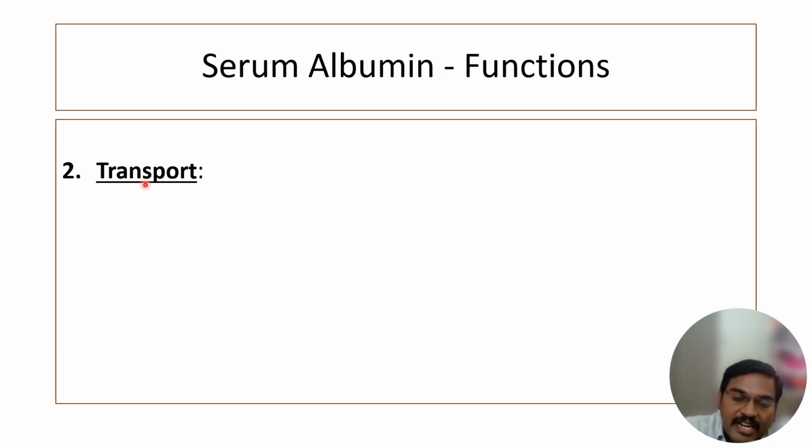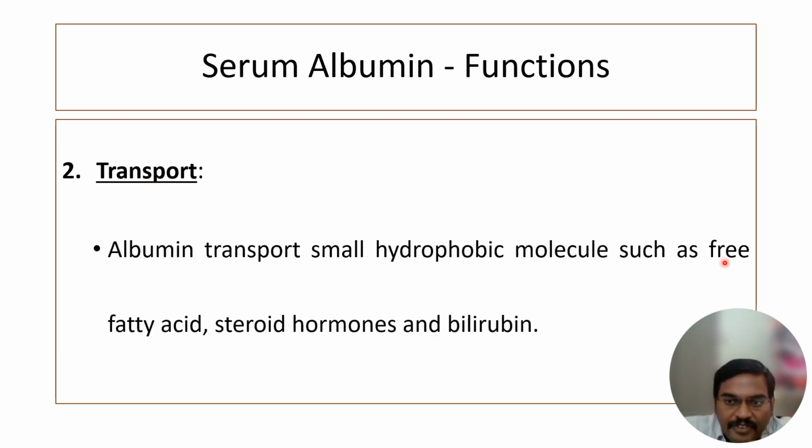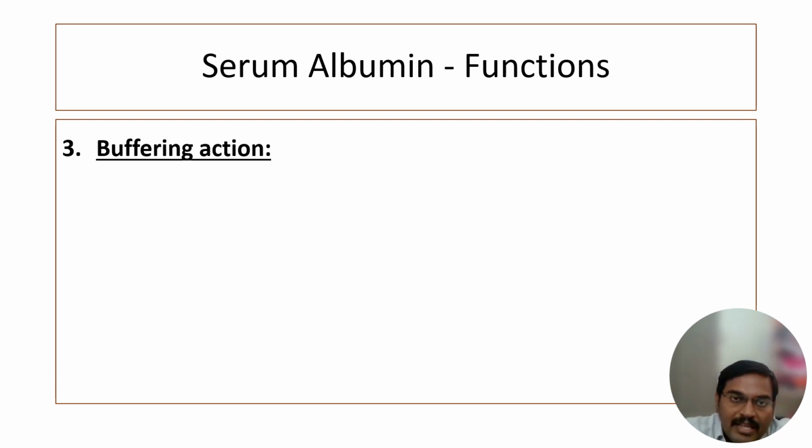Which lipids are transported by albumin? That is free fatty acid, steroid hormone and bilirubin. Apart from this, albumin will also transport minerals. One of the major functions of albumin is to transport lipids. Apart from albumin, we also have apoprotein, which is going to transport triglyceride and cholesterol. So albumin is mainly involved in transport of minerals and hydrophobic molecules.